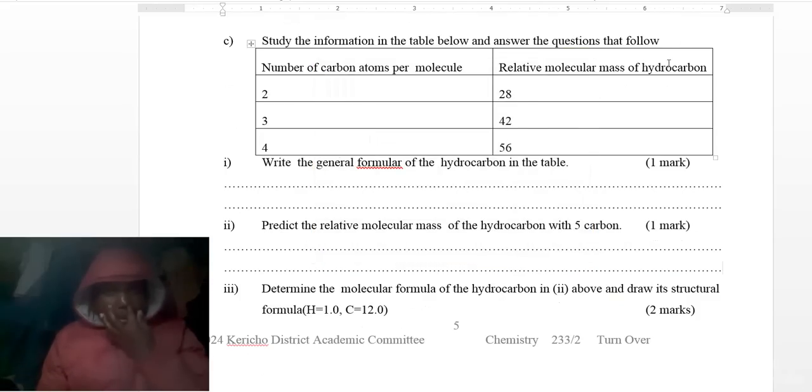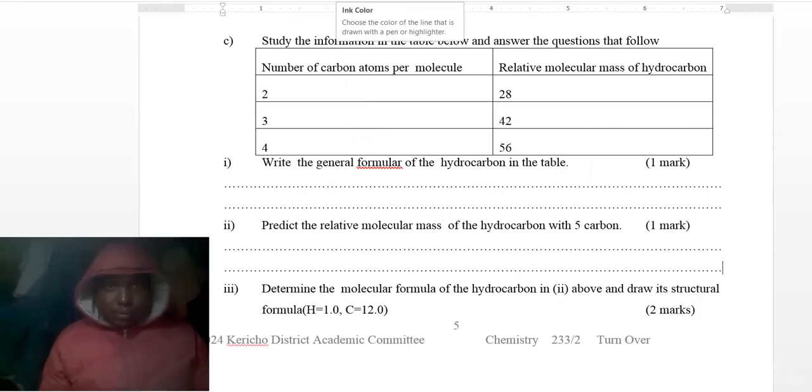Study the information in the table below: number of carbon atoms per molecule, relative molecular mass. Write the general formula for the hydrocarbon. In the table, we have been asked to write the general formula, but look here. So how will you tell that this is the general formula?